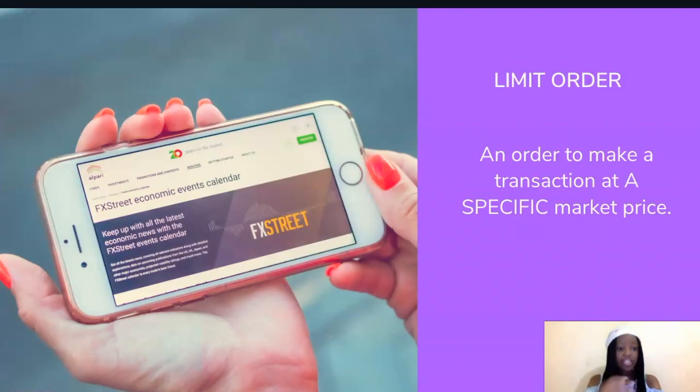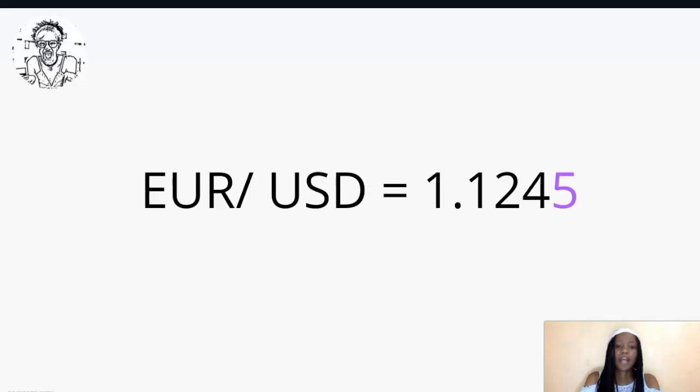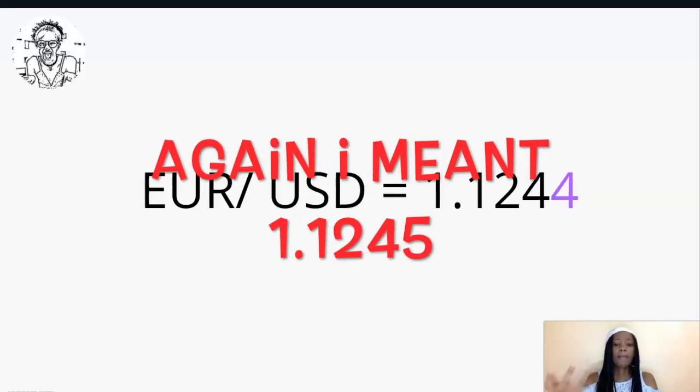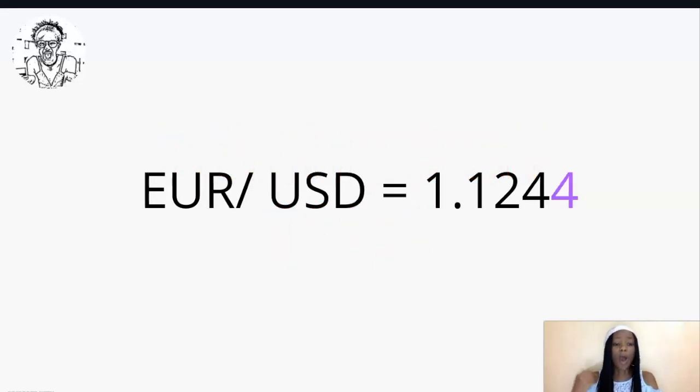A limit order is an order to make a transaction at a specific market price. An example is we have our quote for the Euro USD at 1.1245. But I want to buy or sell it at 1.1244. So a limit order essentially is the Forex trader saying, hey, I don't want the currency right now at this current market price. I want it at its later market price, which can be 1.1244 or 1.1246. So it's very specified by the trader. They don't want it at the current market price. They want it at a specified market price.